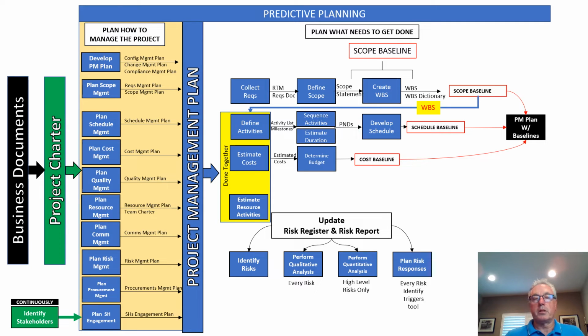We need to plan the quality management. What makes a good quality product for this project? We need to plan the resource management. And that, you can see, comes out of the team charter. Within the team charter, we're going to be assigned resources.